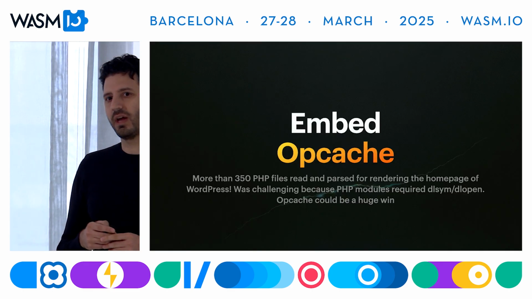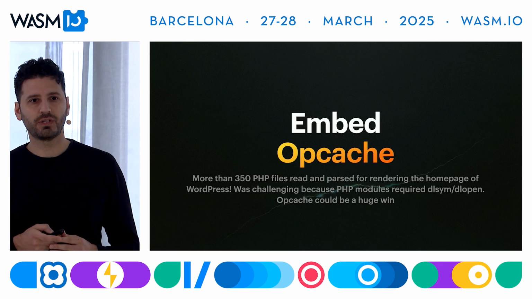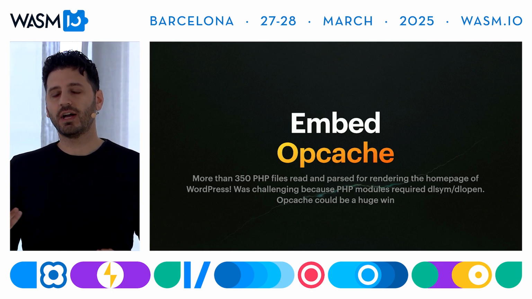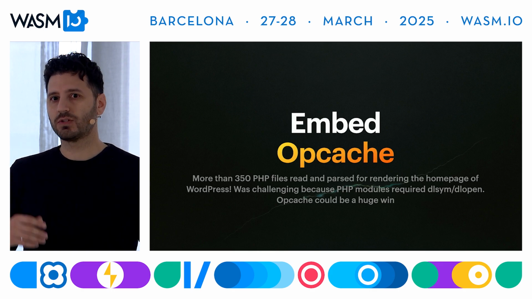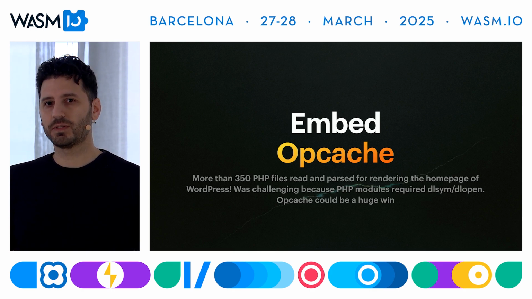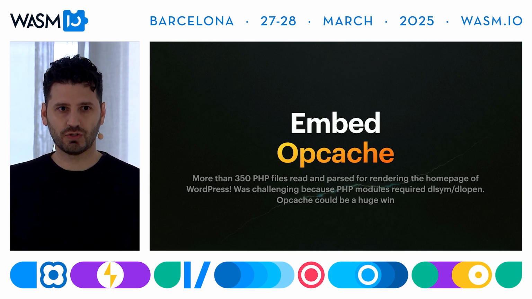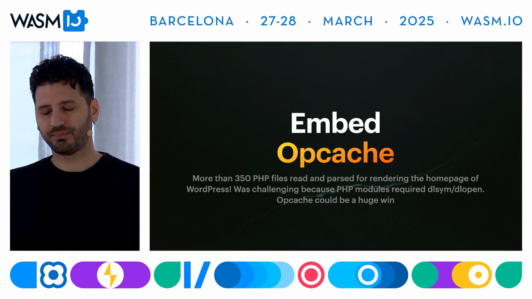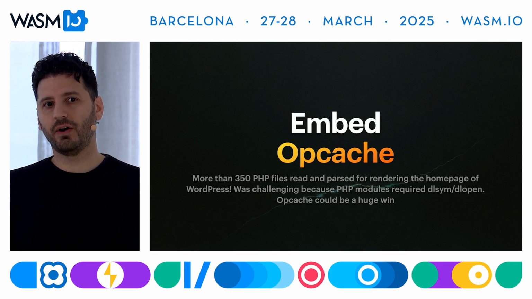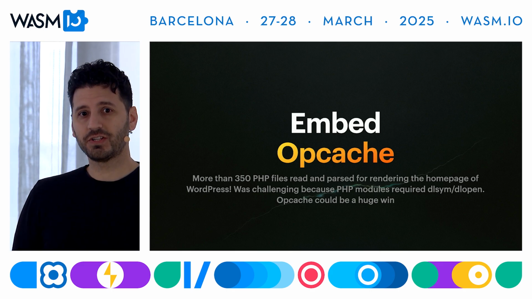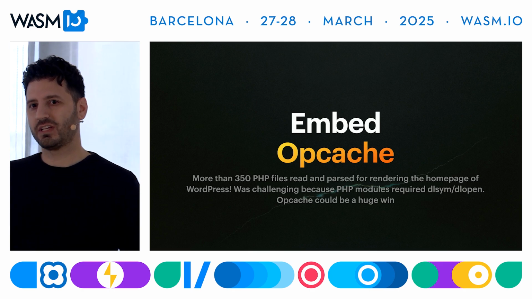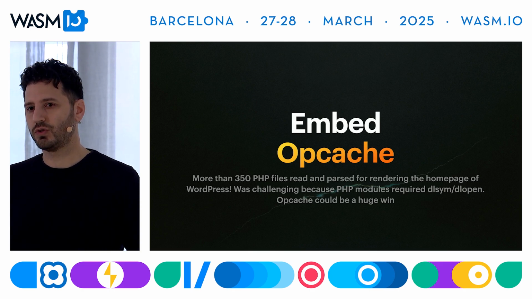So let's start with OPcache. OPcache, for those of you who don't know about PHP, is a strategy that PHP uses to cache all the parsing that it does on the files. It also improves the speed a little bit by doing small optimizations on the AST that it generates. So when you just run the homepage of WordPress, there are 350 files that are being parsed each time. That is more or less what brings a lot of slowdown into WordPress.